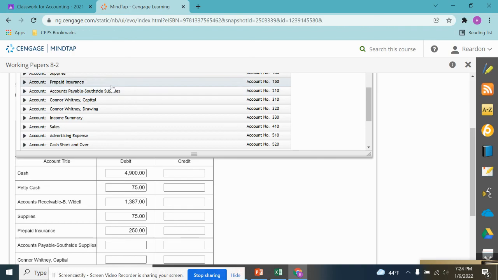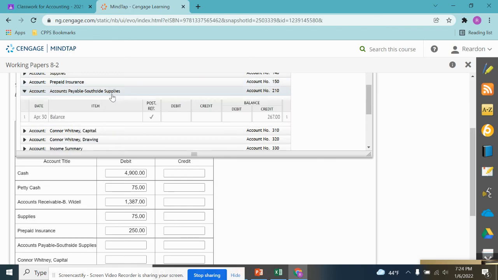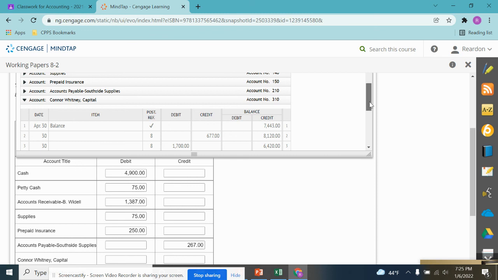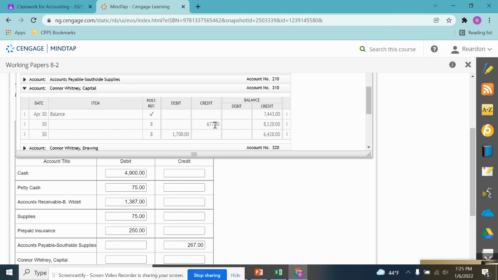Accounts payable, Southside Supplies, $267 credit. And then Connor Whitney Capital: after we roll up our income summary of 677 credit and reduce capital by our $1,700 draw, we end up with capital of 6,420.